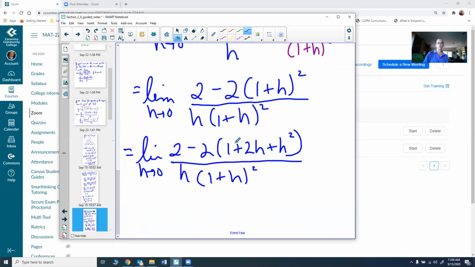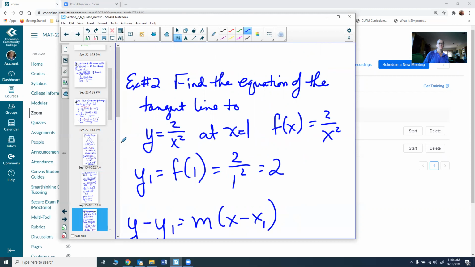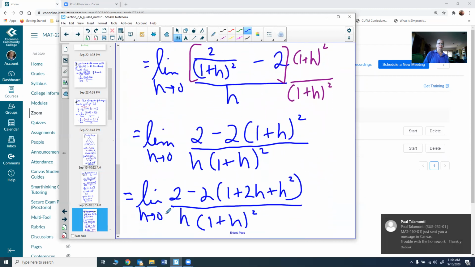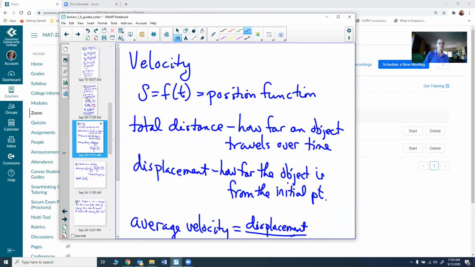It is just 1 squared plus 1 times h plus h squared. And because it's squared, I have 1, 2, 1 when I look at Pascal's triangle. Go back and look at that. 1, 2, 1. Okay, so now let's go back to here and figure out where we are.